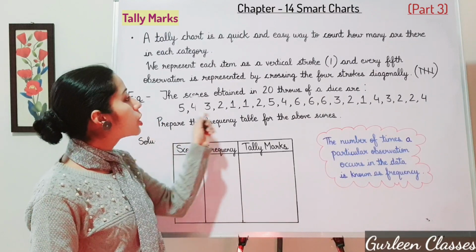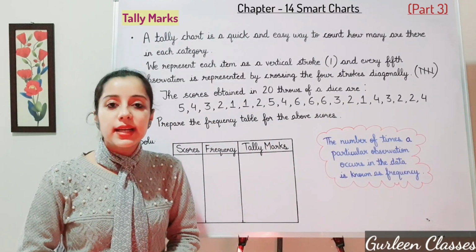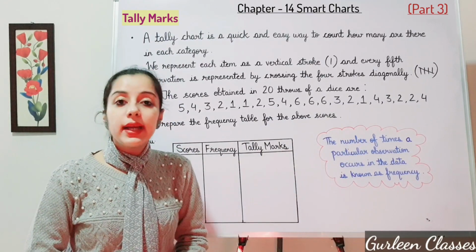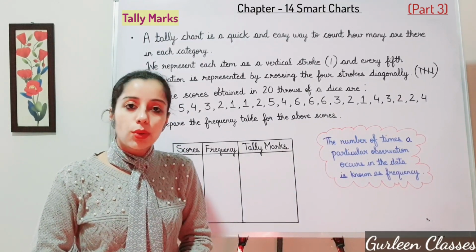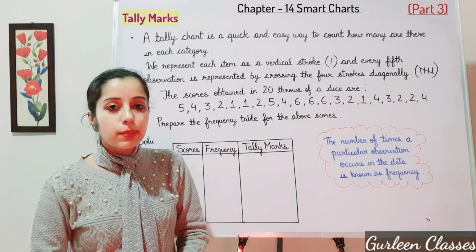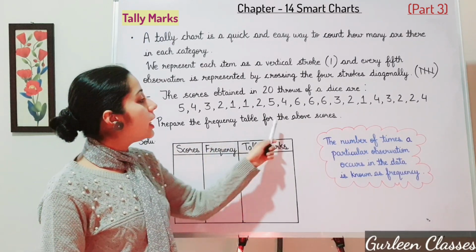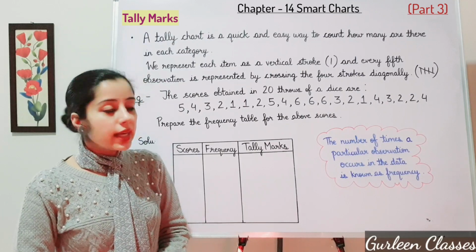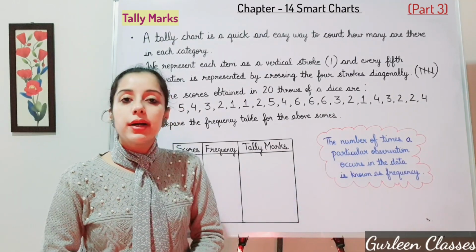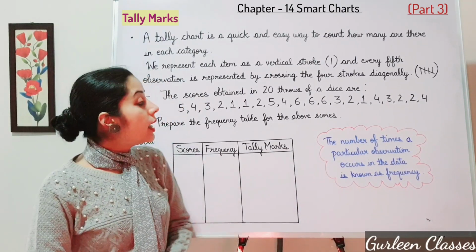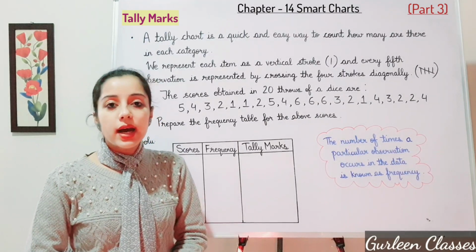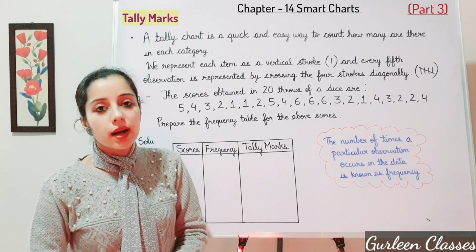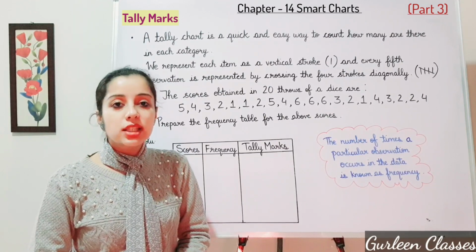Example: the scores obtained in 20 throws of a dice are given, so here you can see the observations are written. The dice is thrown 20 times. So now let us make the tally marks. Prepare the frequency table for the above scores. Students, what is the meaning of frequency? The number of times a particular observation occurs in the data is known as frequency.